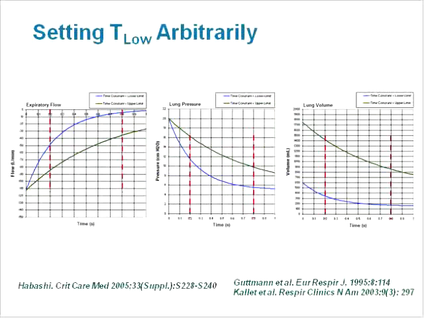Now, Habashi has also suggested that T-low can be set arbitrarily. His recommendations for adults with restrictive lung disease are as follows. P-high, 20 to 35 centimeters of water pressure, P-low equals 0, T-high, 4 to 6 seconds, and T-low, 0.2 to 0.8 seconds. In other words, you don't have to rely on the expiratory flow curve to set T-low.